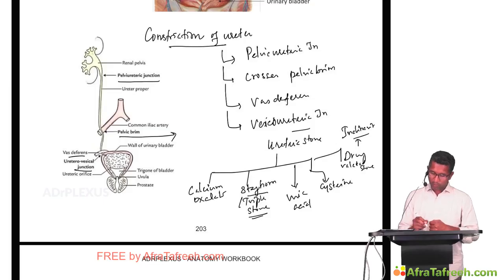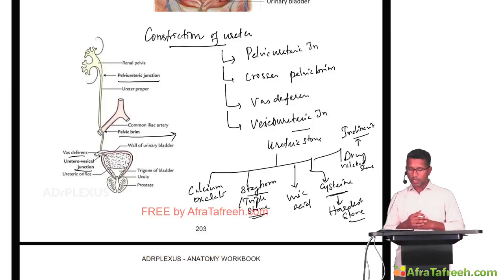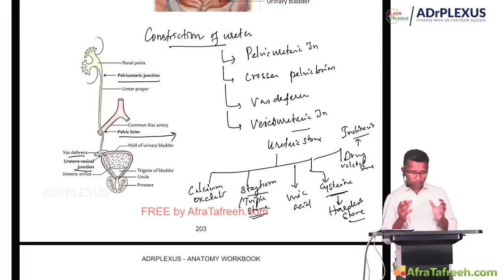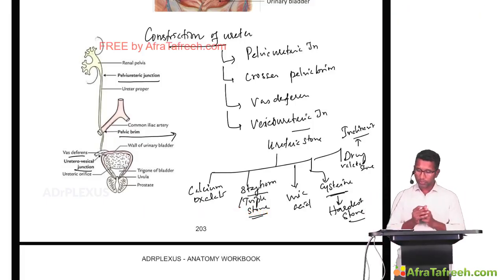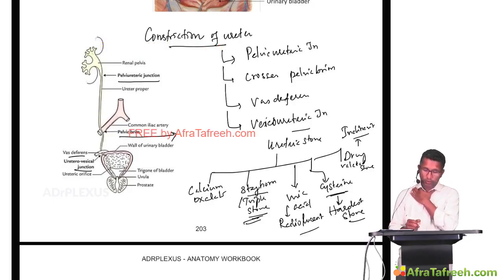Now what is the importance of cystine stones? Cystine stones are the hardest stones among these. What are all the biggest stones? Usually Staghorn calculi are the biggest stones, and uric acid stones are usually radiolucent stones.